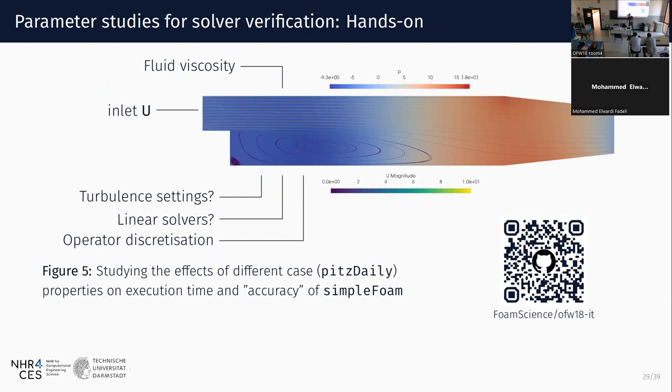All right, so this is the example I prepared, which is daily, and we just maybe parameterize the viscosity, the inlet velocity, the turbulence sequence if you want, your linear solvers, and maybe compare your operator discretization. And the goal of that is to see how your code reacts to these changes, in a systematic automated way.